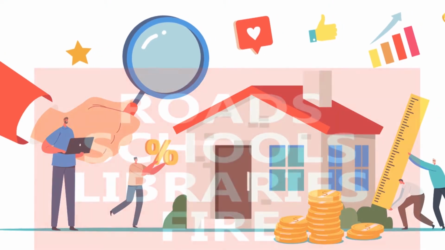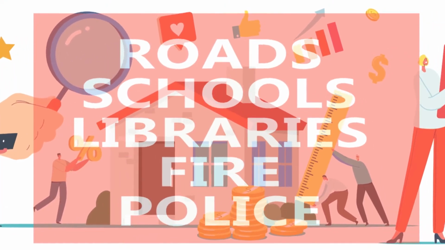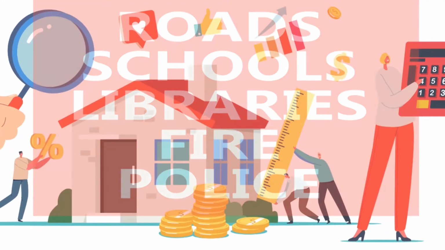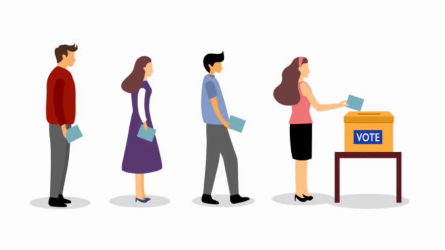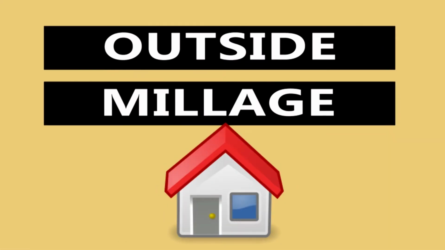In addition to the base rate, voters can approve funds for roads, schools, libraries, fire and police protection, and other governmental services. This millage, outside of the 10 mills, must be voted on and approved before being added to the property tax calculation. These voted mills are sometimes called outside millage.